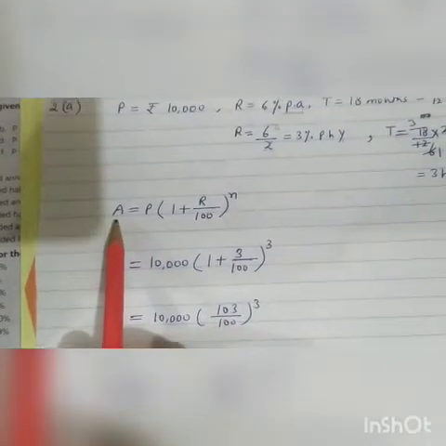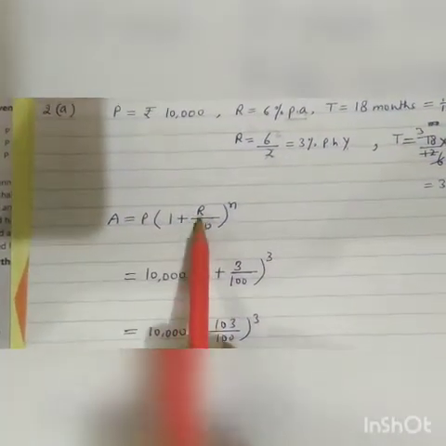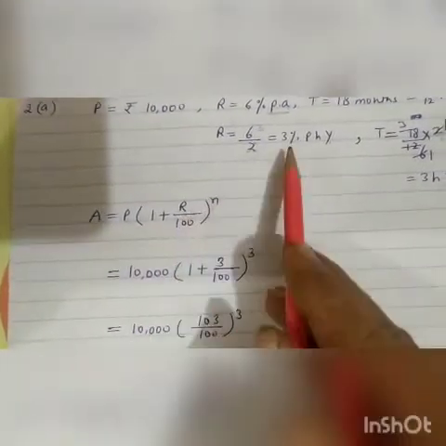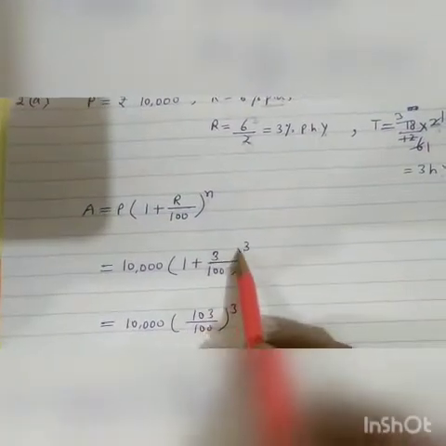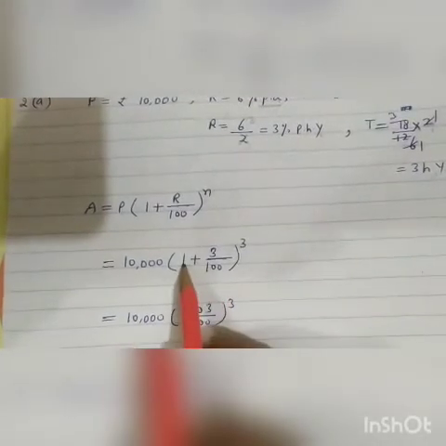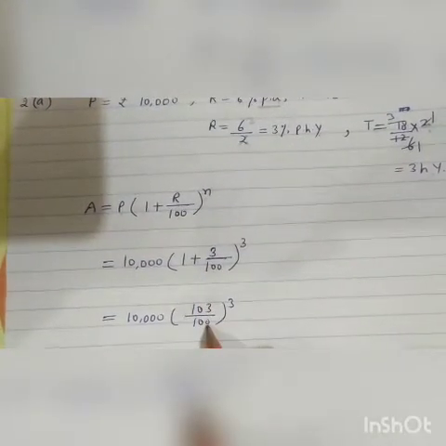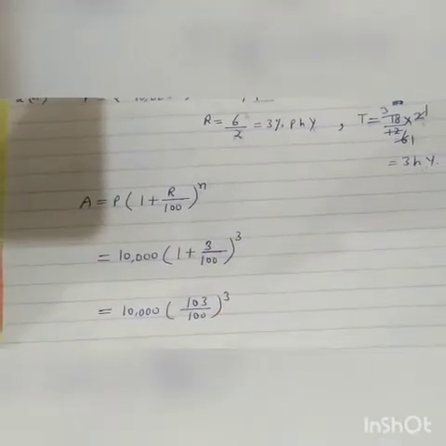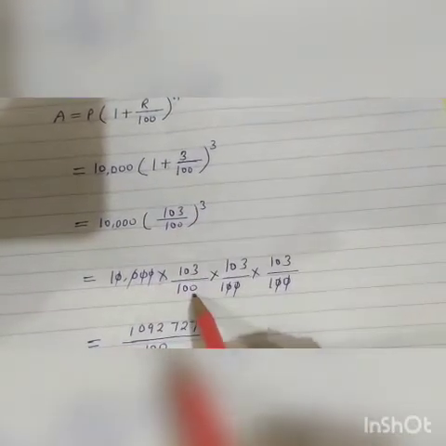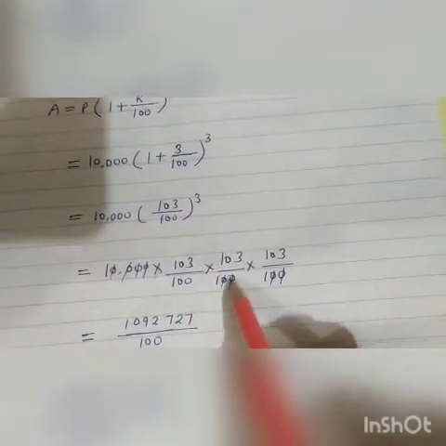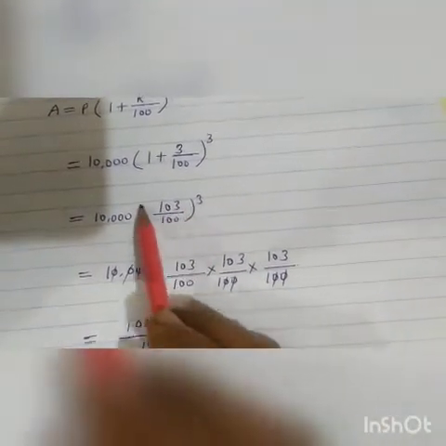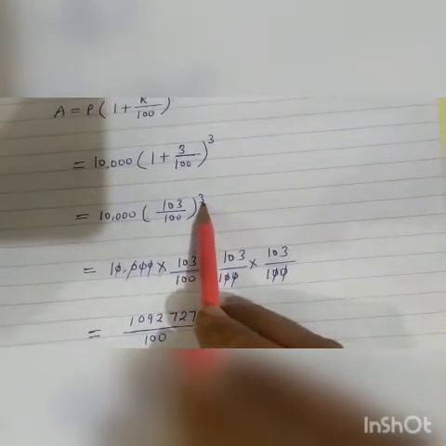Now we will use the same formula. A is equal to P times (1 plus R upon 100) power n. P is 10,000. R is 3% half yearly, so 3 upon 100 power n. N means 3 half yearly. Now 10,000 times 103 upon 100 power 3. Now this 10,000 multiplied by 103 upon 100, multiplied by 103 upon 100, multiplied by 103 upon 100. This 103 upon 100 is written 3 times because time is given 3 half yearly.